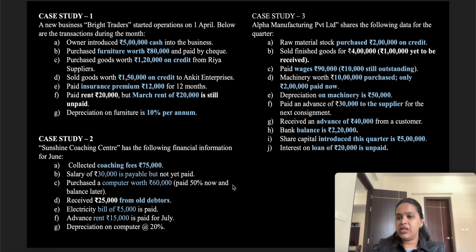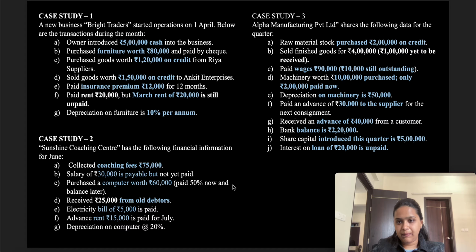Next is machinery worth 10 lakh purchased. So we have purchased a machinery of 10 lakh. So it is an asset. Only 2 lakh we have paid now. So out of the 10 lakh we have just cleared the payment of 2 lakh. The rest, 8 lakh, we have to pay. So that is a sundry creditor for us, because we have to release the payment, right?